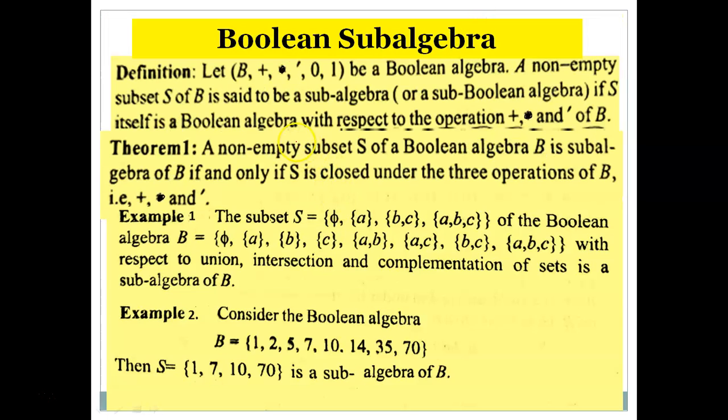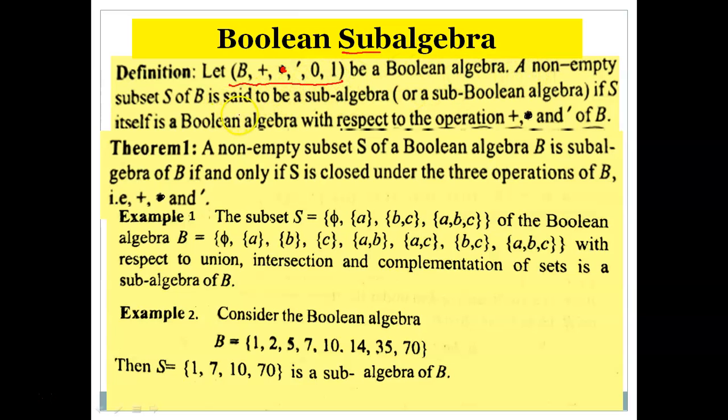Then the next topic is the Boolean subalgebra. So what is a Boolean subalgebra? Obviously we are talking about a subalgebra, so there should be a Boolean algebra first, and then in this Boolean algebra we will look for a subalgebra. So the definition is, let B, plus, dot, complement, 0, 1 (0 is the identity with respect to plus operation and 1 the identity with respect to dot operation) be a Boolean algebra. This whole structure is a Boolean algebra.